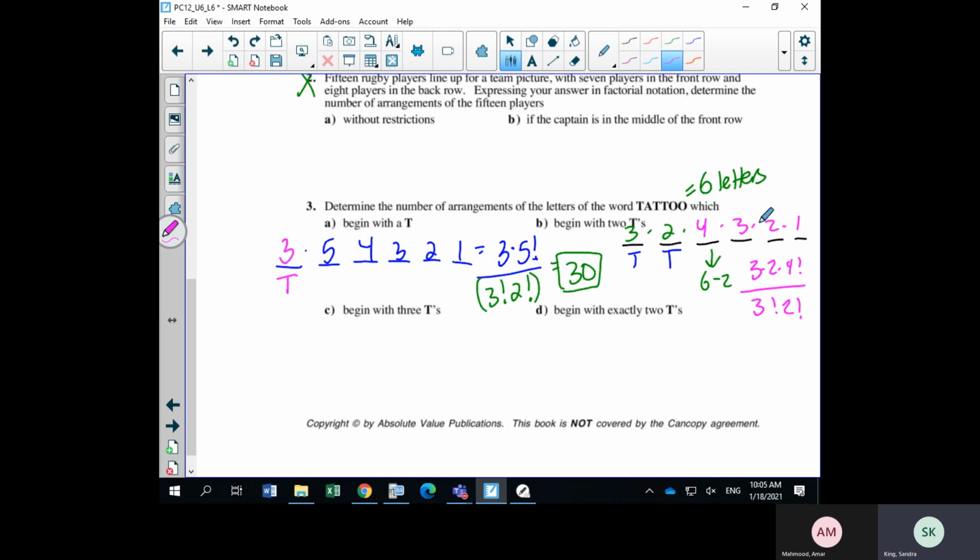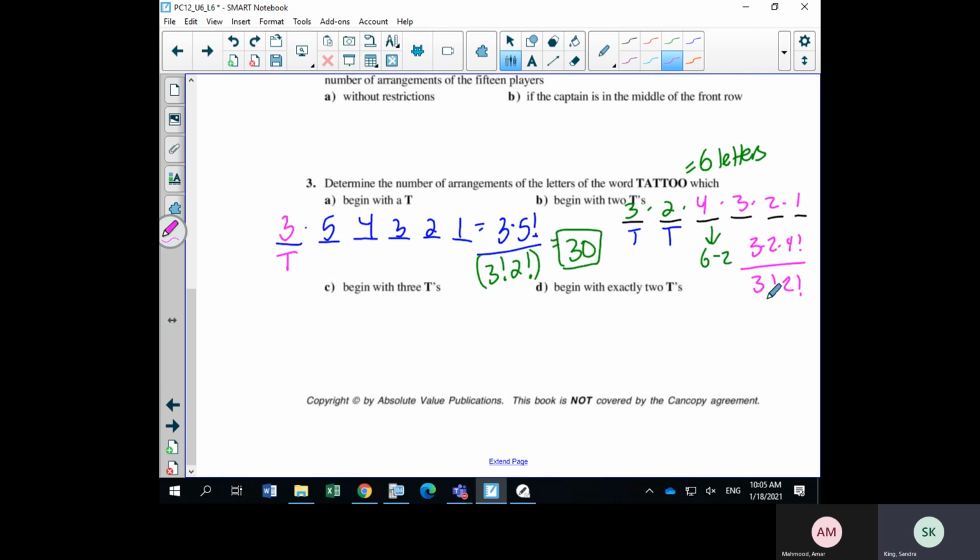Some of you would see actually, 3 times 2 is 6. And what is 3 factorial? 6. So some of you would be like, oh, I'm not even going to punch that into my calculator, right? Because that's 6 and that's 6. So some people would just punch in 4 factorial over 2 factorial. And that's how your book has it done, 4 factorial over 2 factorial.